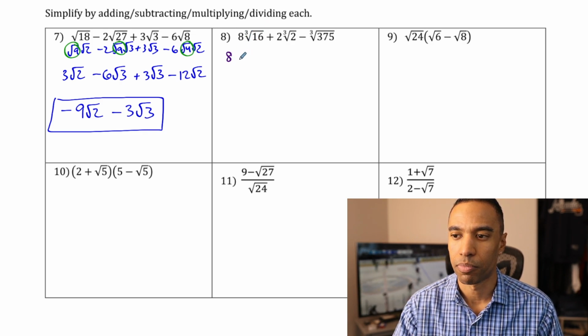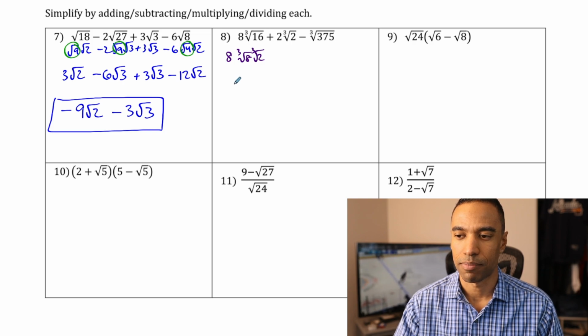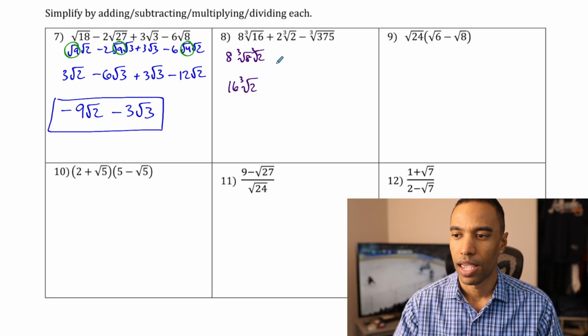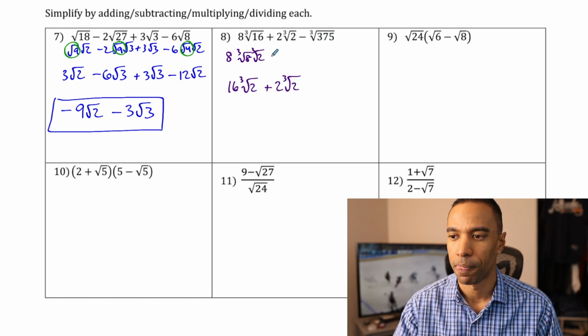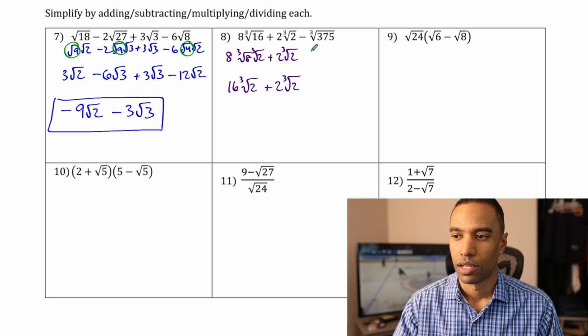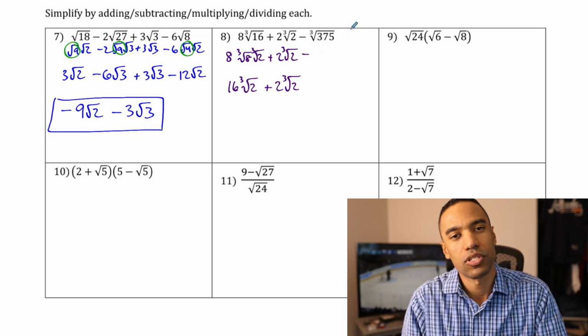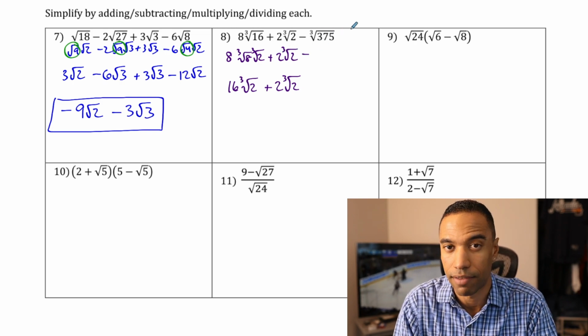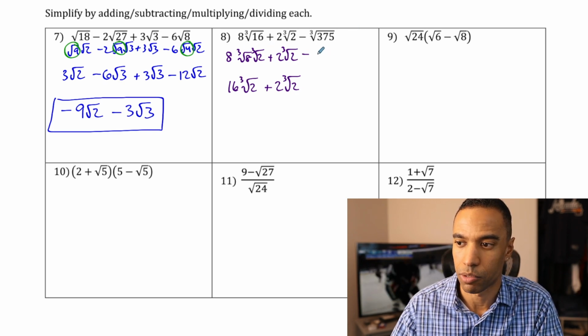And if I multiply this by the cube root of 8 times the cube root of 2, the cube root of 8 is 2. 8 times 2 is 16. You get 16 times the cube root of 2 there. And this plus 2 times cube root of 2, that can't really change, so we'll leave it like that. Minus. 375 is 125 times 3. 125 is a perfect cube.